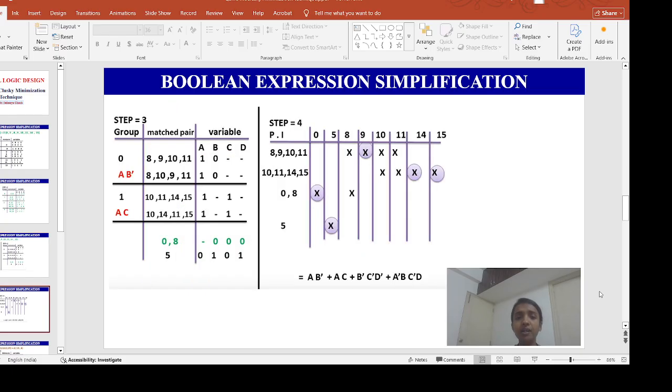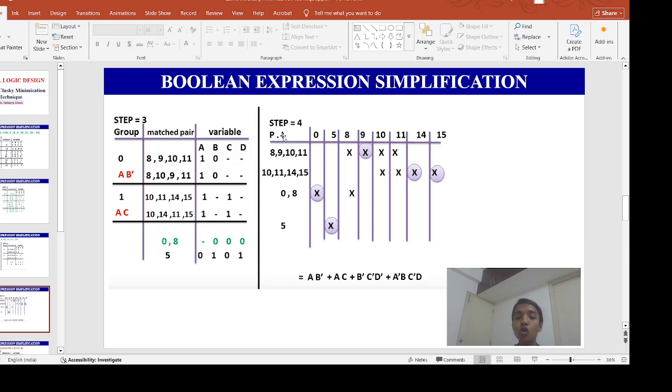Okay. Now, this was my step 3, right? Now, in step 3, if you look at only 8, 9, 10, 11, this is the same, right? So no point of writing this twice. This is A, B bar. So if we group them, we can get A, B bar. And this is 10, 11, 14, 15. This is A and C. We can write it like this.